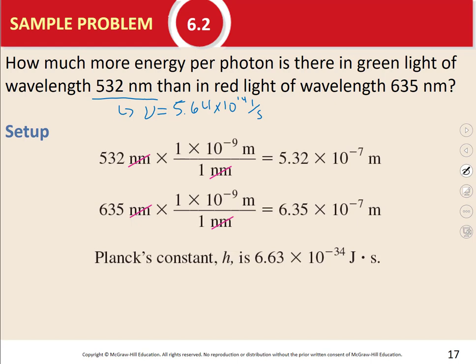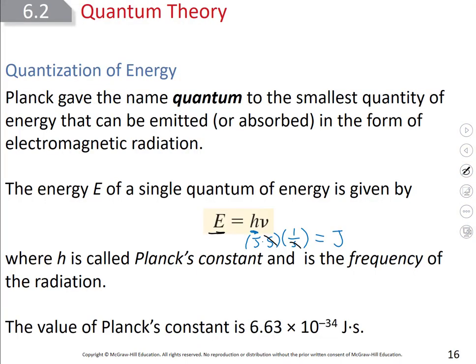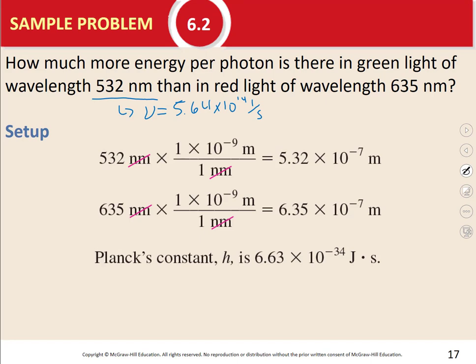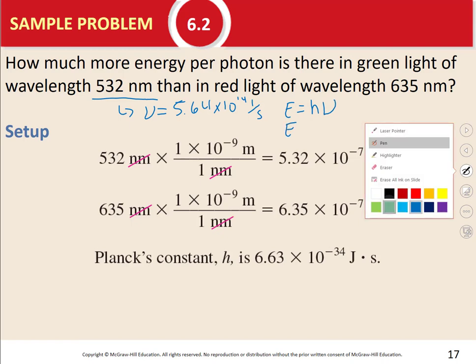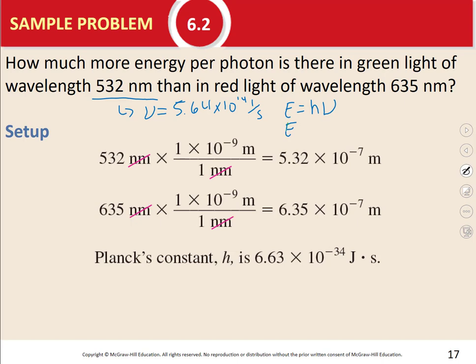So how do we turn that into an energy? Multiply it by what? Good, Planck's constant. Using this equation, we take that frequency, we multiply it by h, Planck's constant, 6.63 times 10 to the negative 34 joules times seconds, and that will give us energy. So the energy of the first one, actually, let me do it in green because that is our green light.